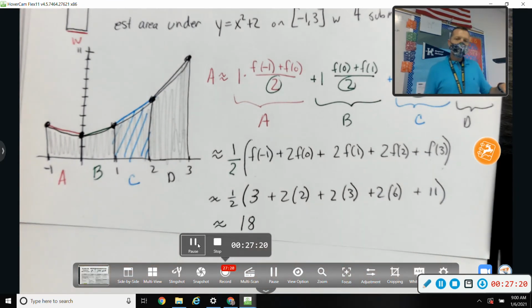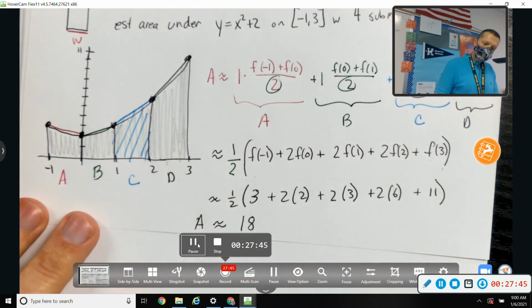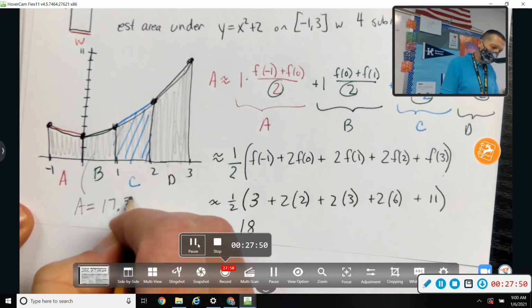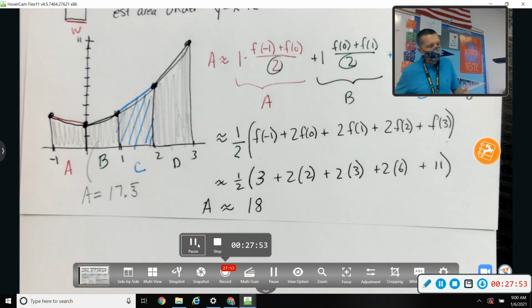Our previous approximation was 17, so that's pretty good. I'm now curious what the actual area is. We don't know how to find the actual area yet. We'll get there. Negative 1 to 3 of x squared plus 2. But the actual area is 17 and a third. So you just kind of have to trust me on that. The actual area is 17 and a third. So it actually turned out that the midpoint rule was better than even the trapezoid rule was, but we don't really know that yet, or how to figure that out yet.